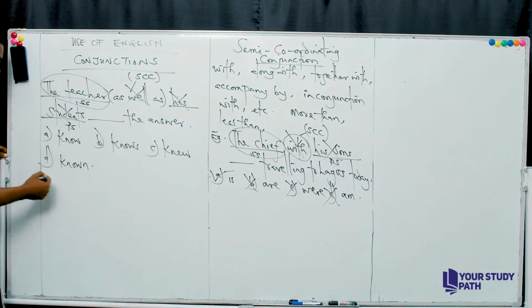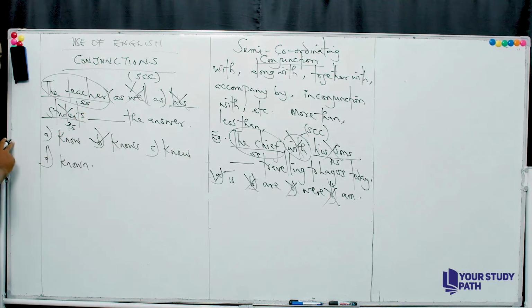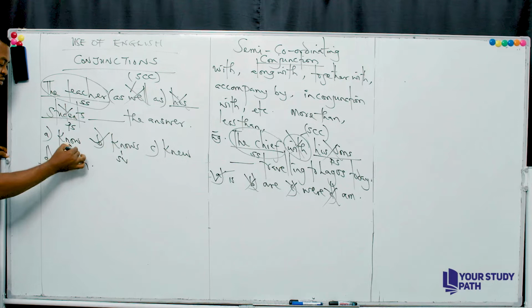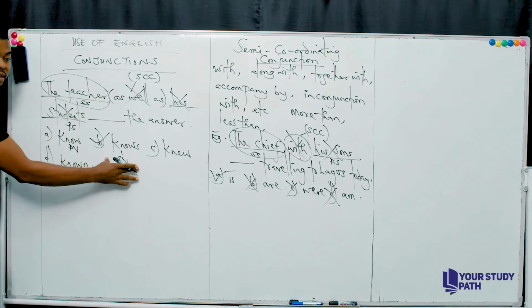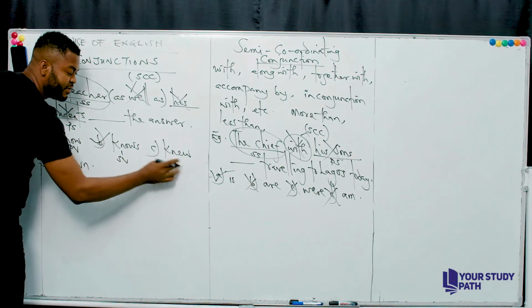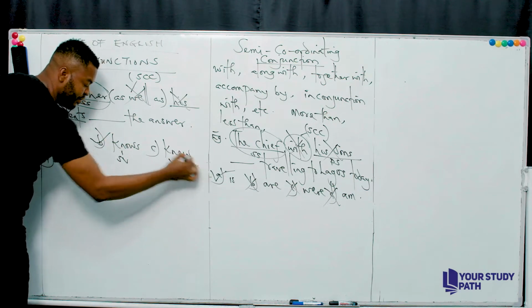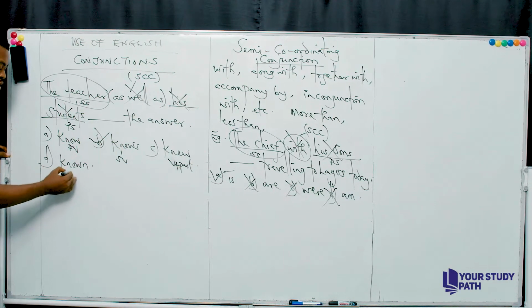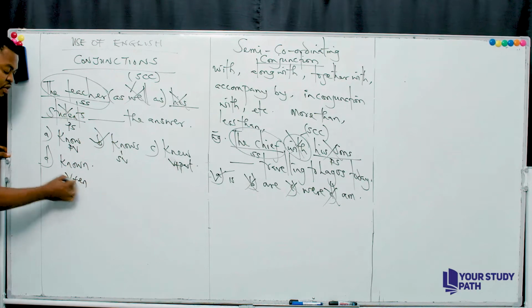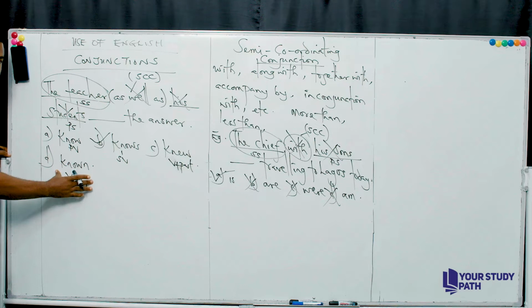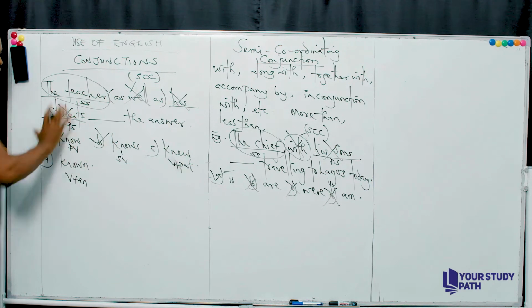What's that? Knows the answer. Why is it knows? This is a singular verb. This is a plural verb. Know is a plural verb. Knows is a singular verb. Knew is the past tense form of the verb. That's V plus past. What is known? Known is V plus en. What's V plus en? V plus en is the past participle form of the verb. I hope this is understood.